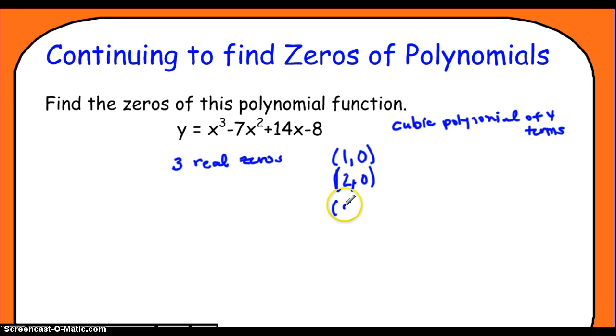So my 3 zeros are all real zeros, and they're all rational numbers. They're actually all integers as well. And so we could find those using our calculator fairly quickly.